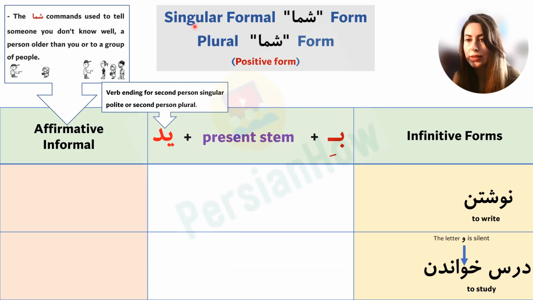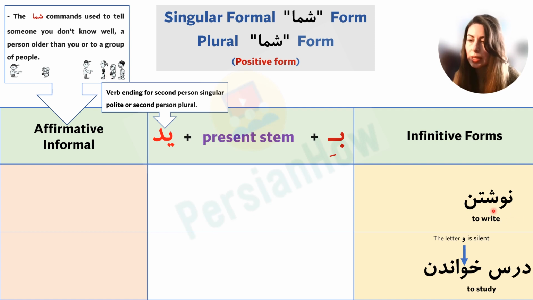Now let's go over the singular formal شما and the plural شما. They are both formed the same. This is for singular formal شما, for example, if you're talking to an older person, and we said that plural شما is when you're addressing a group of people. So we have two different verbs here.